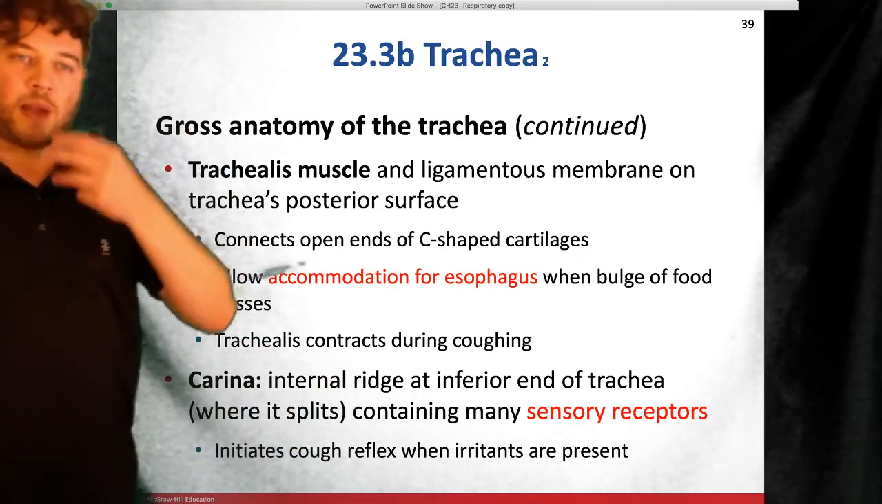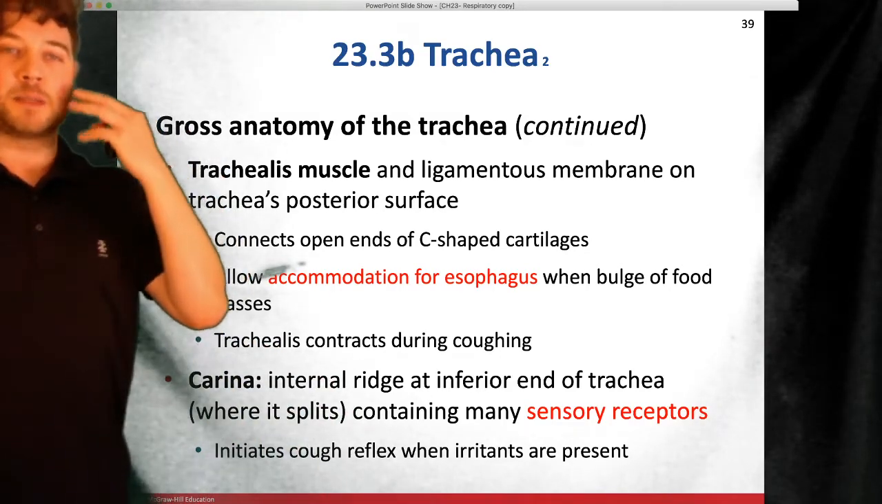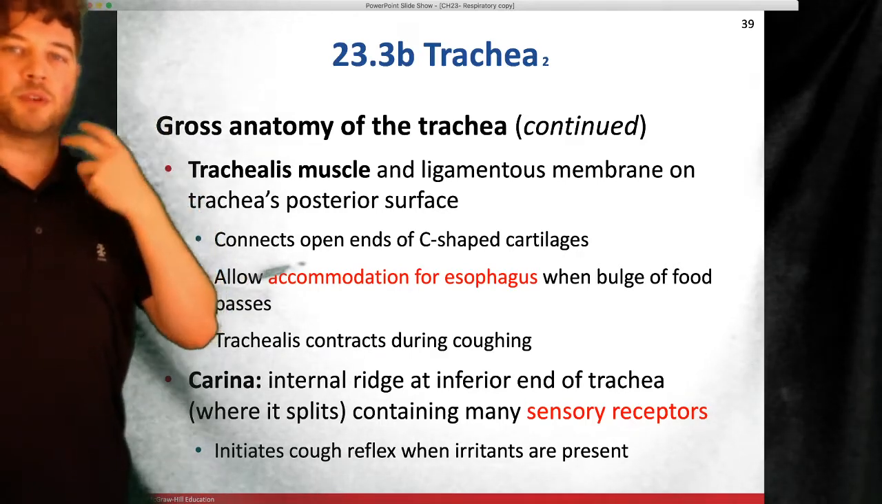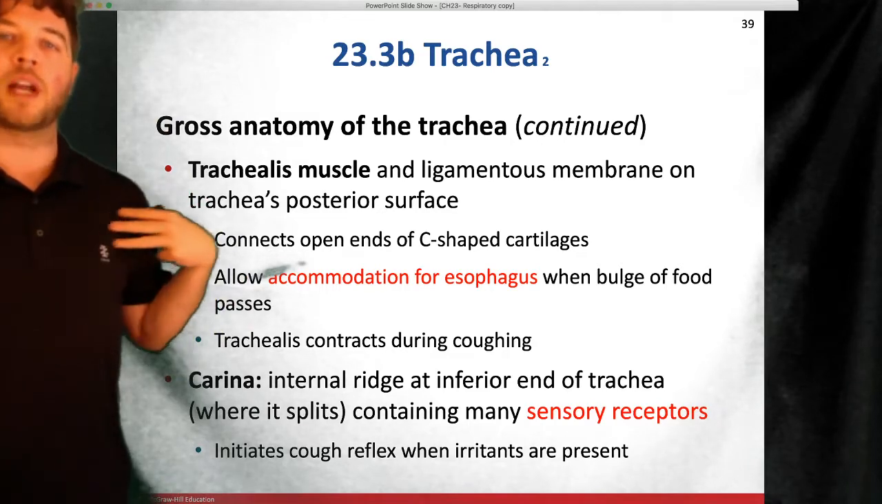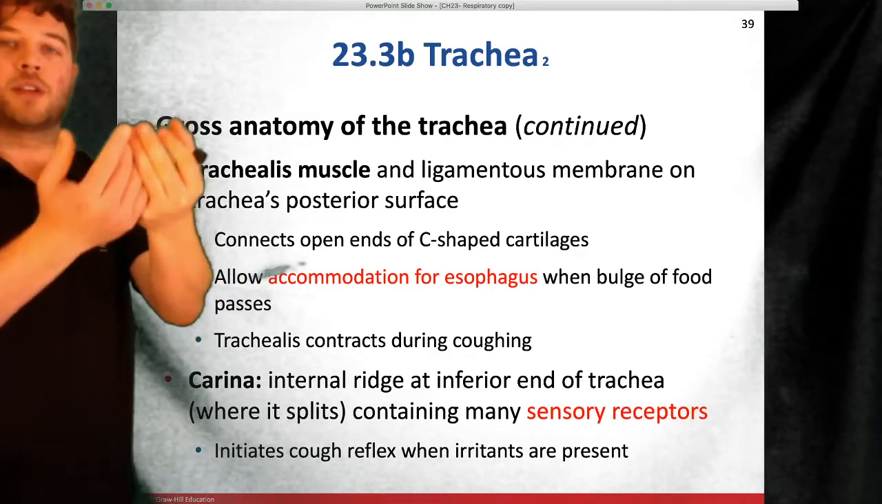So it's basically, as you breathe air in, if something gets past all the cilia, doesn't get trapped in the mucus, all that kind of stuff, it can stimulate the carina. So before it actually goes into your lungs, you have a chance to cough it back out.